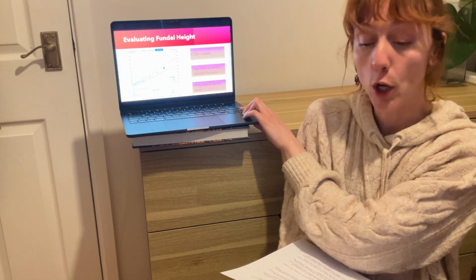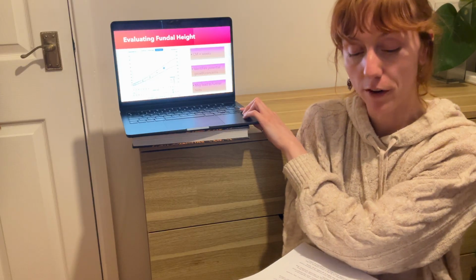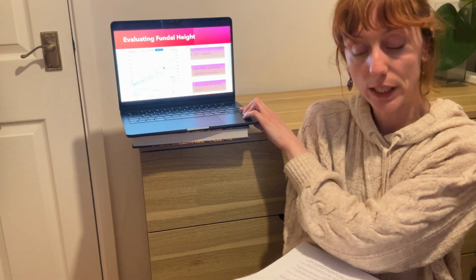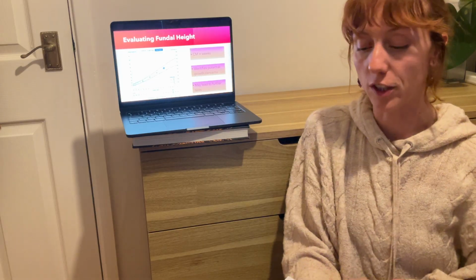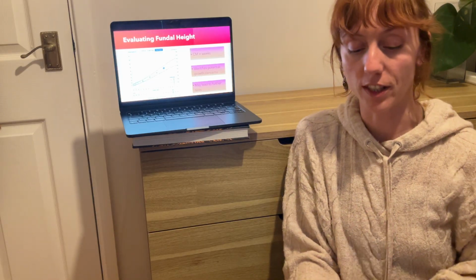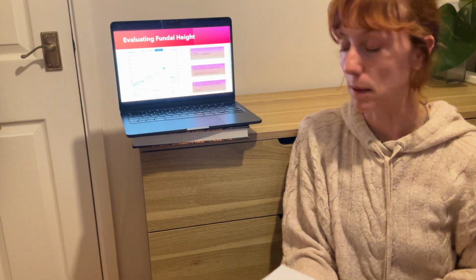However, it is only an estimate and it can be affected by factors such as maternal body size or the baby's position. If measurements are outside of the expected range, further investigations such as ultrasound scans may be recommended.